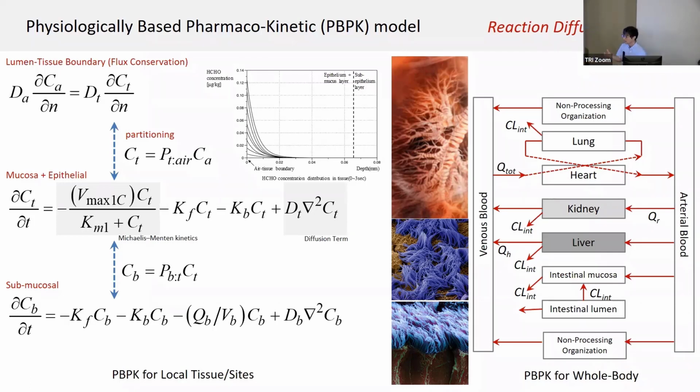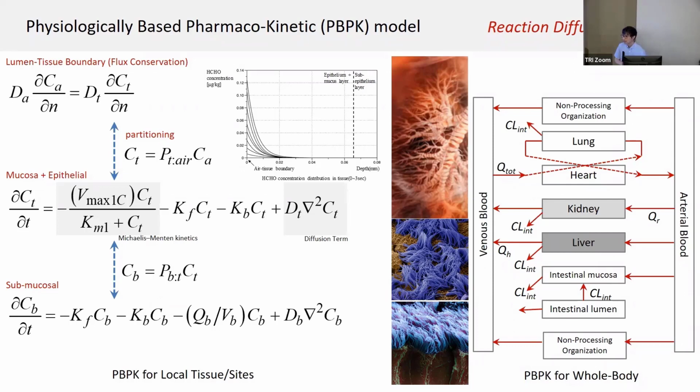From this, I'd like to show some simulation results, but in this case I focus on the left-hand side PBPK model for the local site. You can see the last governing equation here. This is the absorption of chemical compounds into blood. This blood concentration is one of the objectives to analyze using the PBPK model, and it will be very important input information for the whole-body PBPK model. But here, I'd like to show the left-hand side results.